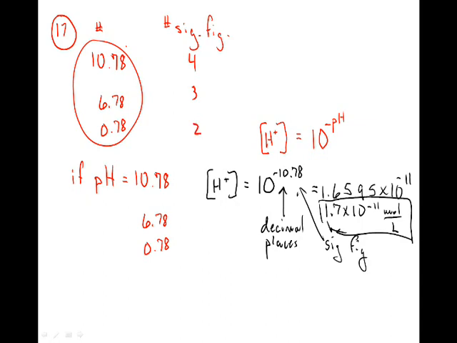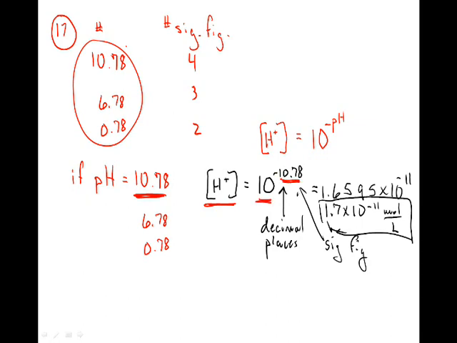But if those are pHs, if those are actually pHs, they're logarithms. Remember, pH is the negative log of the hydrogen ion concentration. So if you want to go backwards from this pH and find the hydrogen ion concentration, you take 10 and raise it to the negative pH.